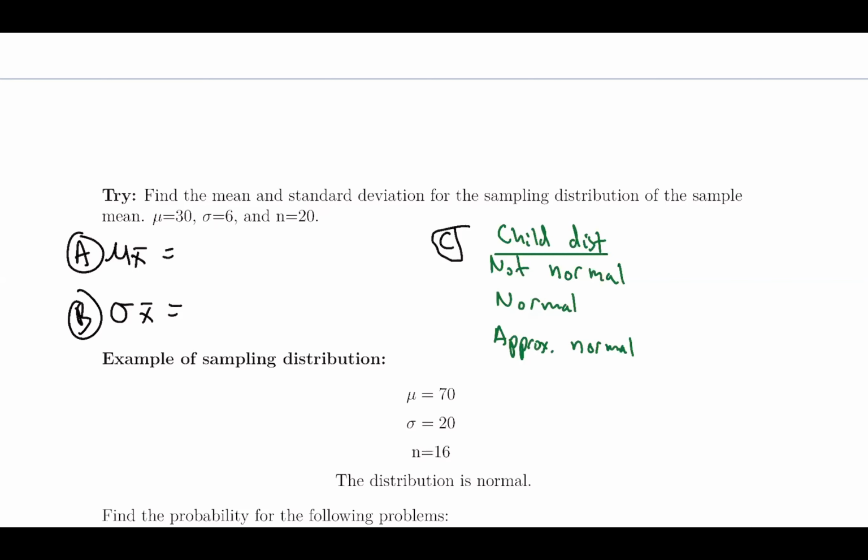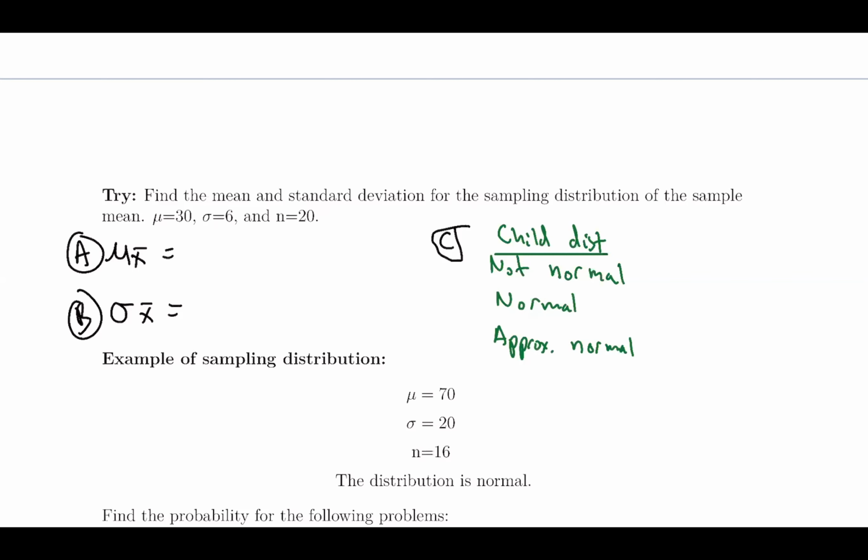Cool. Lastly, we're going to do C. If you look at the problem, it doesn't even mention anything about the distribution. They don't tell us if it's normally distributed. They don't tell us if it's skewed to the right, skewed to the left, or normal or uniform. They don't tell us anything about it. So since they don't tell us anything, we're either going to say it's not normal, or we're going to say it's approximately normal.